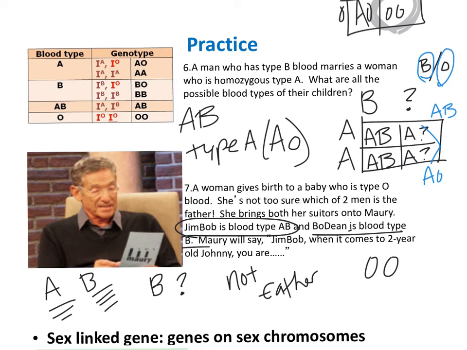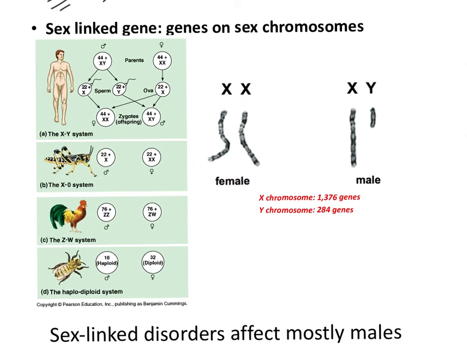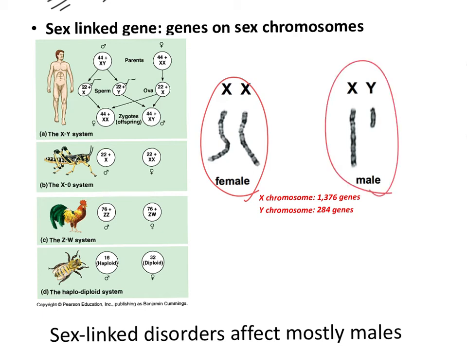The father has to be the other guy who's type B. The next idea is sex-linked genes. Sex-linked genes are those that are on the sex chromosomes. In humans, we denote females as having 2 X chromosomes and males as having 1 X and 1 Y.